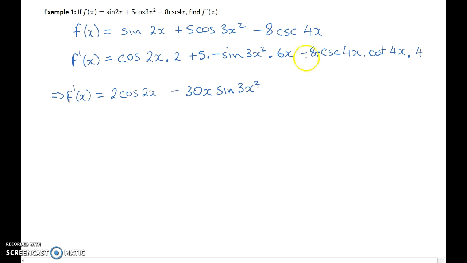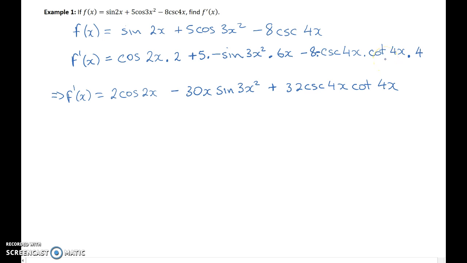And then the next term is negative 8 by negative cosecant 4x cotangent 4x by 4. Well, minus by minus is plus. 8 by 4 is 32 cosecant 4x cotangent 4x. Okay? So there's a lot in that because I've put 3 different terms in there. Sine becomes cosine, cosine becomes negative sine, and cosecant becomes negative cosecant cotangent.